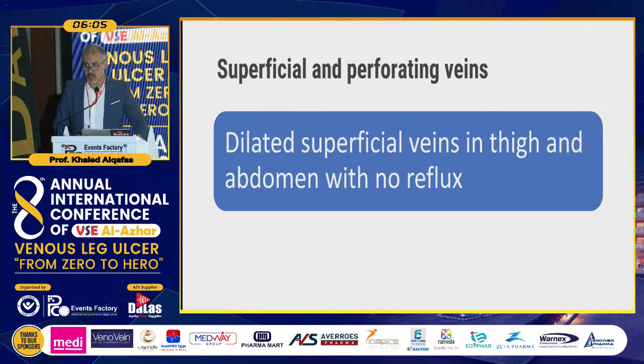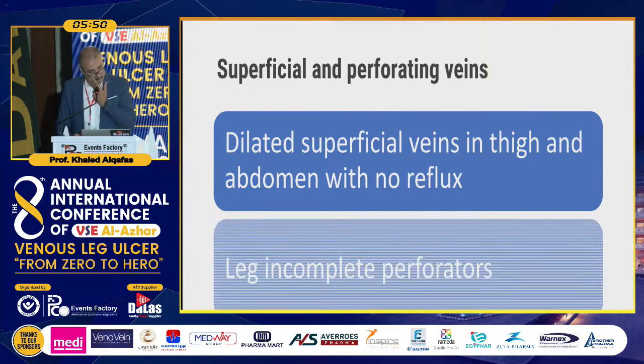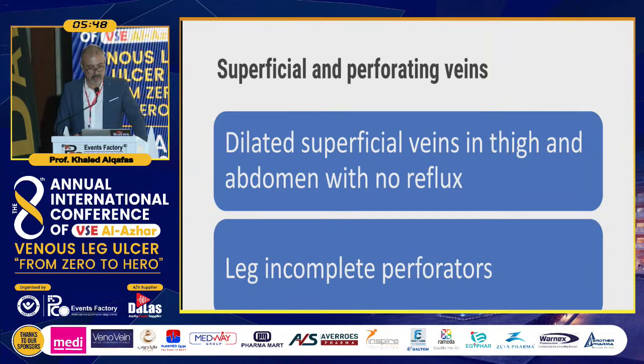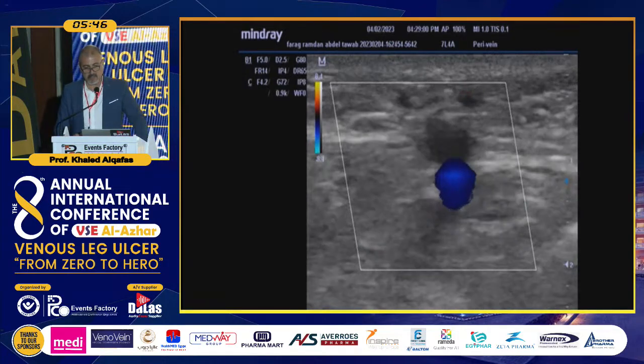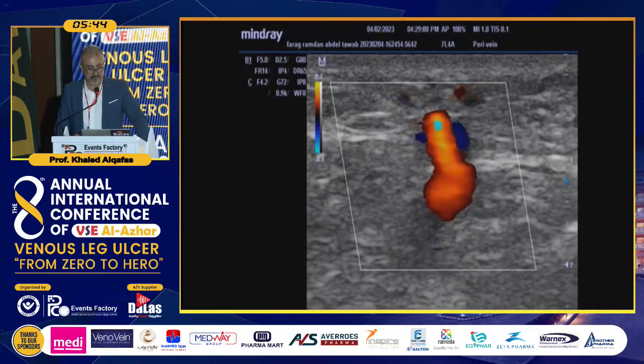You have to be sure there is no reflux, because it's a normal finding as these veins act as a collateral. So if you are not accurate in detecting reflux, the patient will do any procedure and he lost his collateral. So it's common to find dilated superficial veins, but with no reflux. Also, we detect leg incompetent perforators. As we can see here, there is a reflux within the perforator.